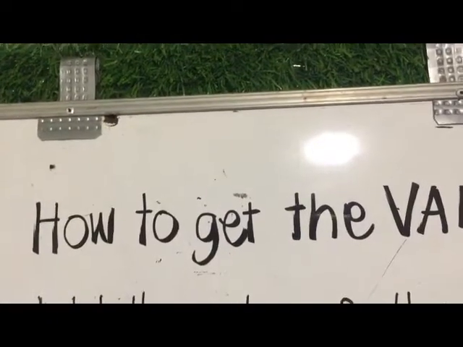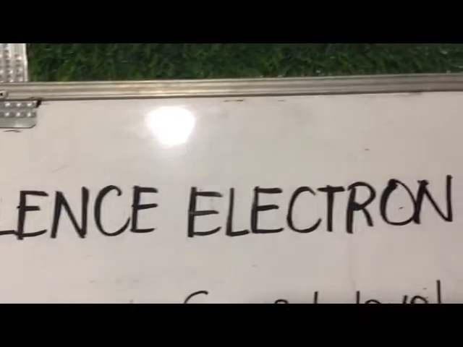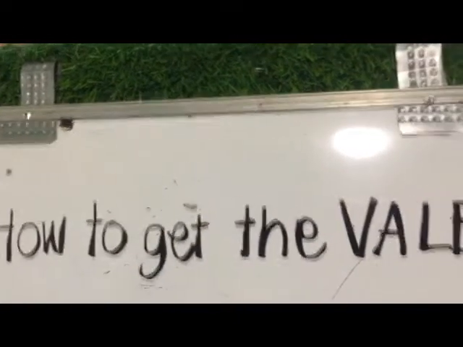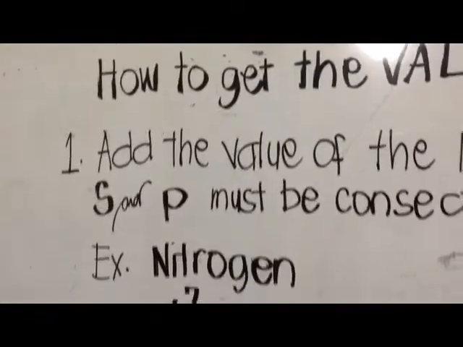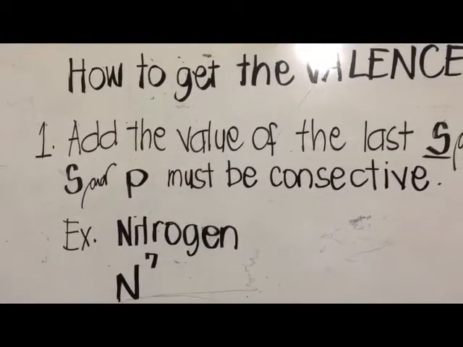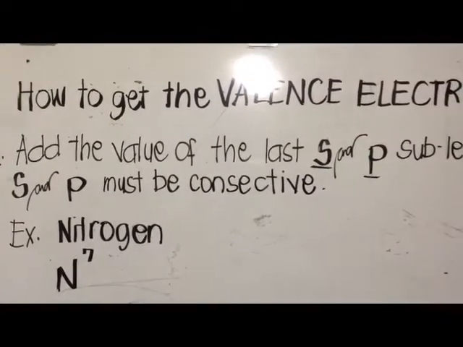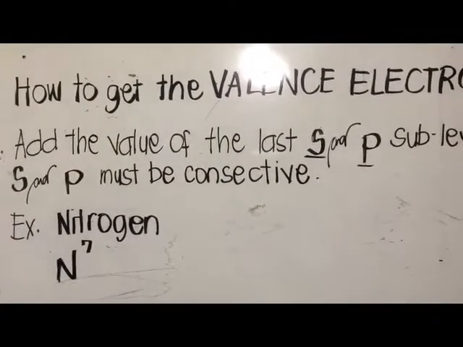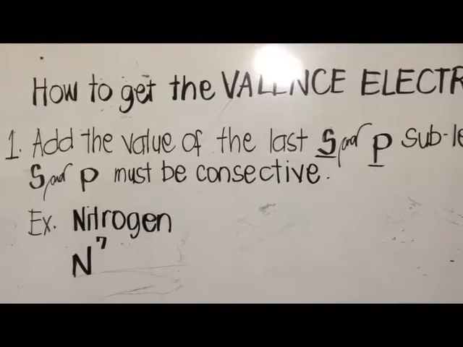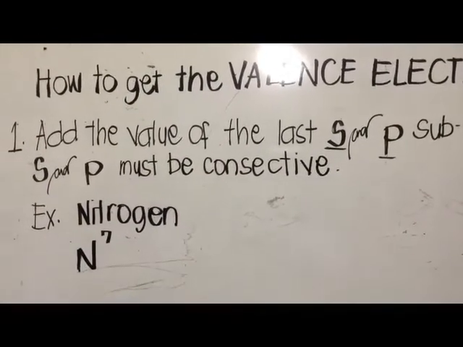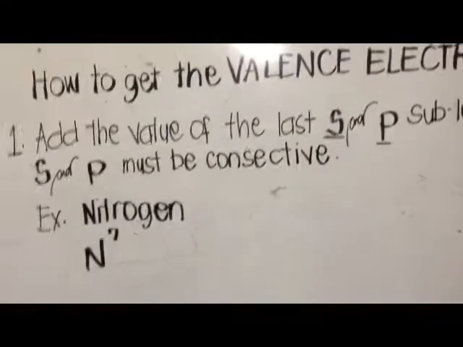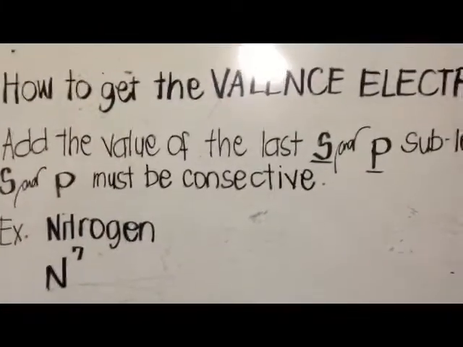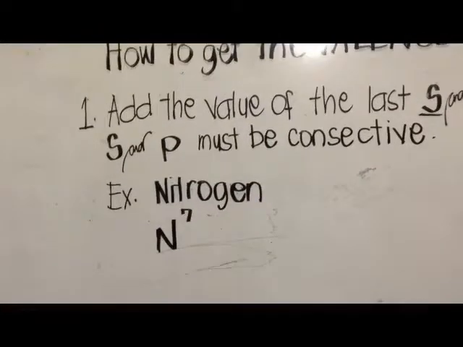Okay. So, how to get the value of valence electron? Okay? Paano nga ba kukuha ng value ng valence electron? Okay, so first is, ito muna ituturo ko sa inyo. Okay? First is, add the value of the last S and P sub-level. Okay? So, sabi dito, add the value of the last S and P sub-level. S and P must be consecutive. Okay? So, pag sinabi natin consecutive, dapat magkasunod yung S and P na sub-level. Okay? So, isang example, magbigay tayo ng isang example.